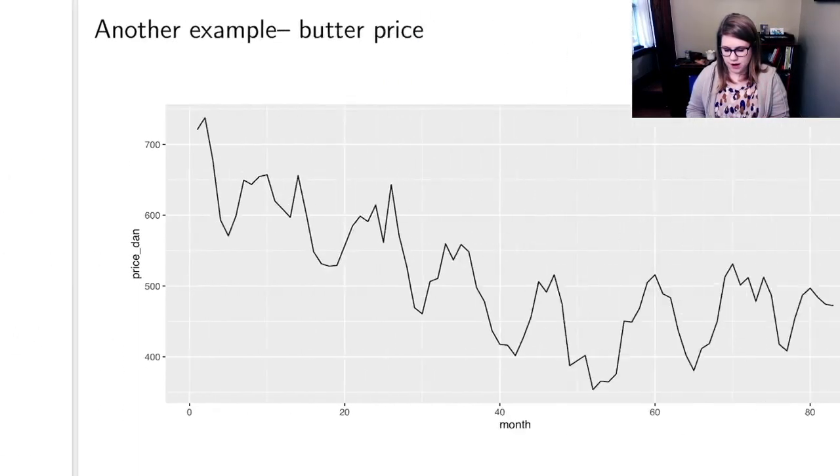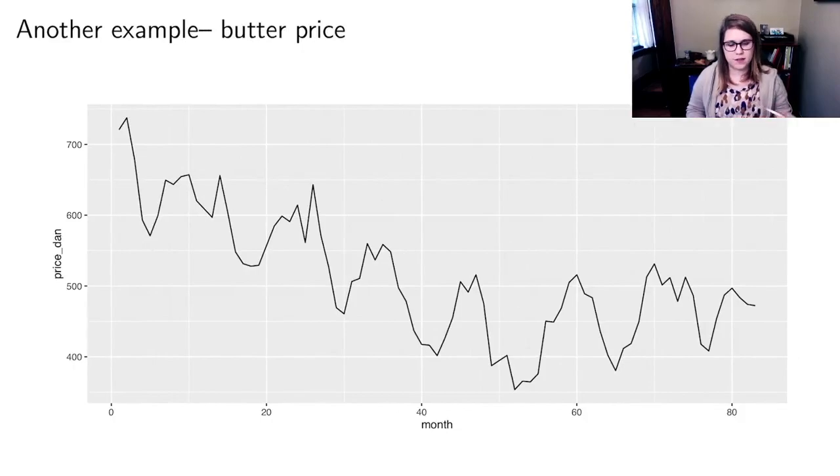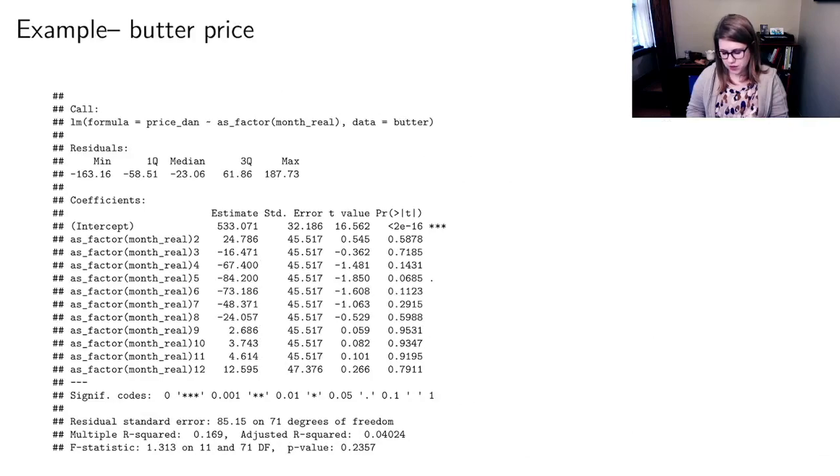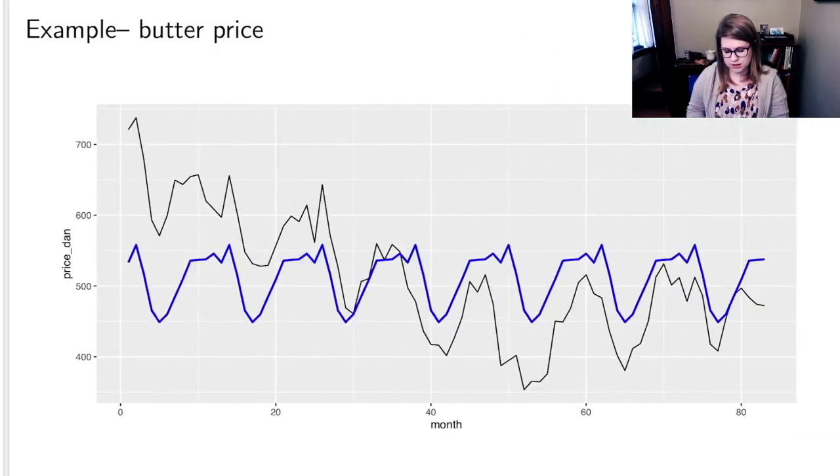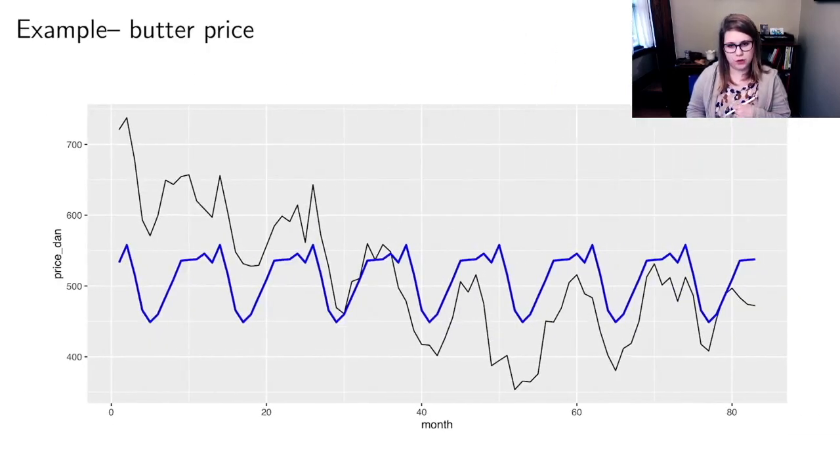Let's do another example with some periodicity. This is also from the butter data, but instead of the number of imports or the volume of imports, this is the price of butter. So this still has some periodicity to it, but there's a little bit more going on. If I fit that seasonal means model, I get those same kind of coefficients, and I could do a model that would look like this. And we can see that it's capturing the periodicity, but there's something a little bit more going on.